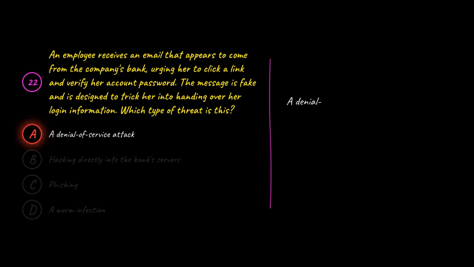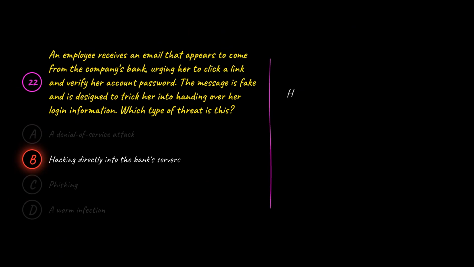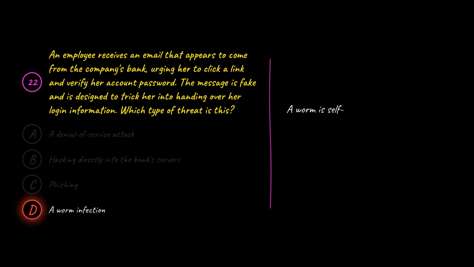A is wrong because a denial of service attack floods a system with traffic to make it unavailable, not to trick a person into sharing credentials. No service is being overwhelmed in this scenario. B is wrong because hacking breaks directly into a system without authorization, whereas phishing manipulates a person into handing over access. This attack targets the employee through deception, not the servers directly. D is wrong because a worm is self-spreading malware, not a deceptive message aimed at a person. The threat here relies on tricking the employee, which is phishing.